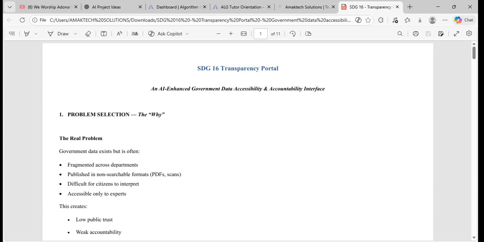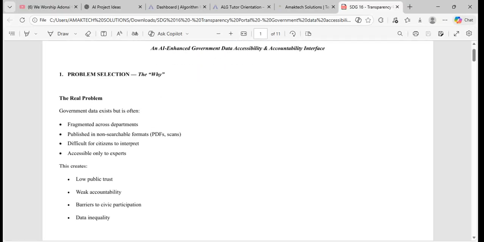I'm going to present my project proposal on SDG 16 Transparent Portal, which is an AI enhanced government data accessibility and accountability interface. So let's start with the problem selection.